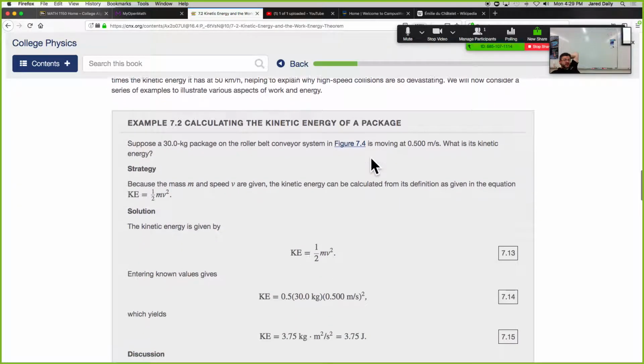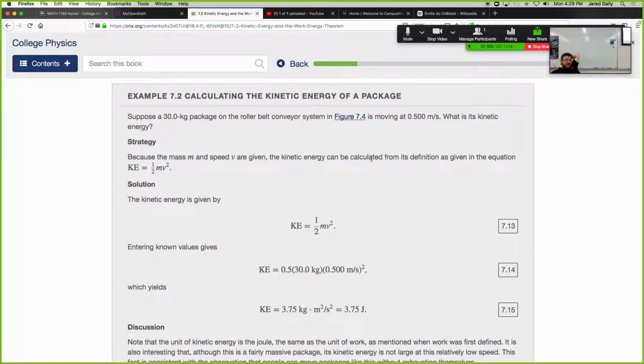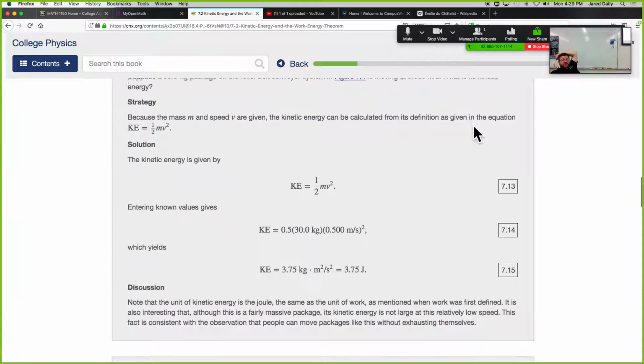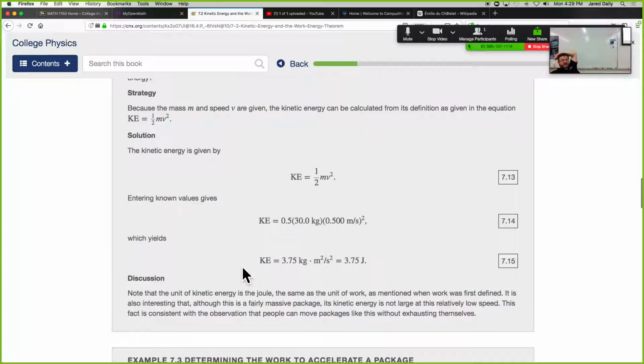You can take energy from the system or put energy in the system. If you speed up the object, then obviously you put energy into the system, positive work. If you slow down the object, then obviously you're taking energy out of the system. In this case, we're going to take energy out of the system. We're going to have a package on a roller belt. We're going to push the package. No, actually it's going to have some initial speed, sorry, 0.5 meters per second of initial velocity. And we're going to calculate its kinetic energy really quick. So the kinetic energy, 1/2 mv squared, pretty simple, 3.75 joules.